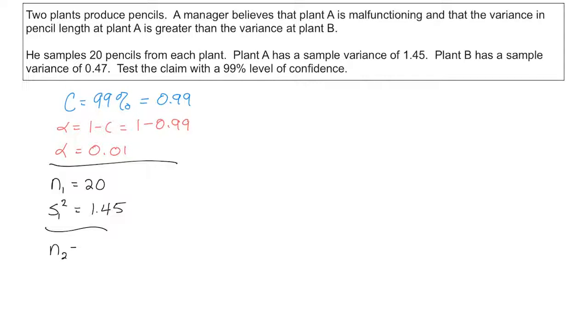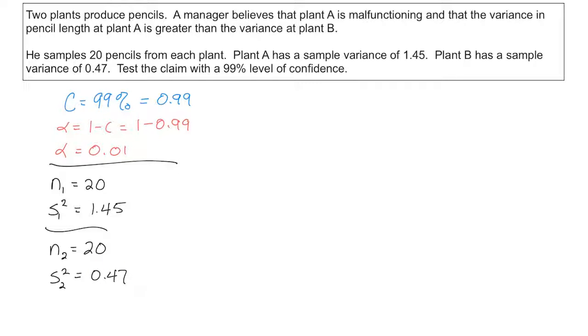From plant number 2, we also sample 20 pencils. We're writing everything down, and the variance that we calculate from here is 0.47. If, instead of just telling you the variances, I gave you all the pencil lengths from plant A that you measured and all the pencil lengths from plant B, then you would have to go back to the definition of variance and calculate it by hand, or you could dump it in a calculator and it would calculate the variance for you. But in this problem, it's given to us.